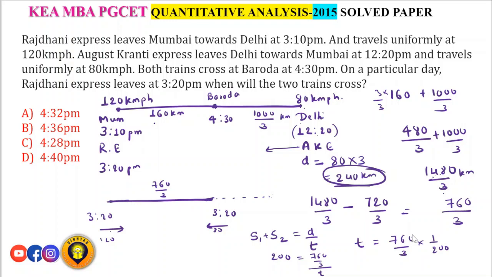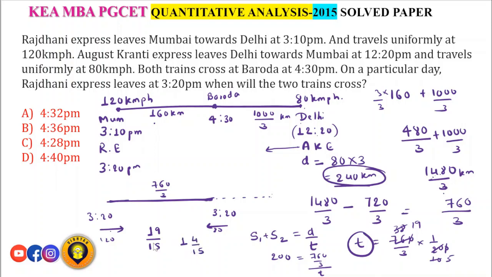So how much will you get? 0 0 will get cancelled, 2 10s are 2 3s are 6, 2 8s are 16. Then 2 5s are 10, 2 19s are 19 upon 15, you will get 19 by 15. I'll write it here, 19 by 15 hours. That is the time taken. If you convert 19 by 15 hours into proper hours and minutes, you will get 1 and 4 by 15 hours.